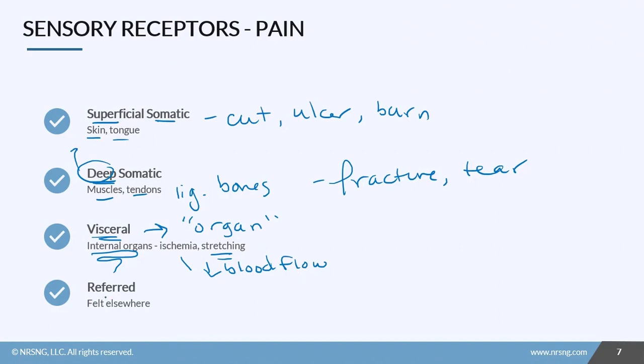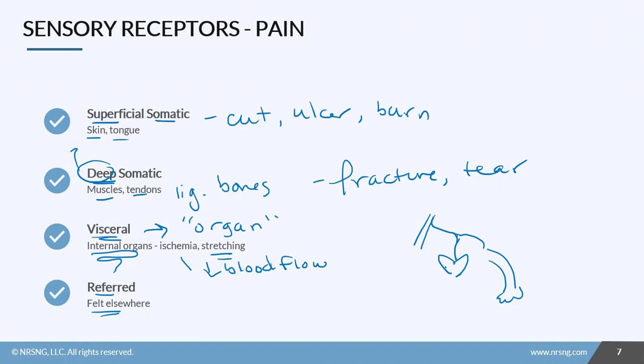And then the last type is unique. It's called referred pain. So this is when pain from one area is actually felt in another. Now, let me give you an example. The heart and the left arm have the same neural pathway when it goes to the spinal cord. So if this is our spinal cord, they have a pathway here and a pathway here, and then they join and go through the same spinal nerve into the spinal cord.